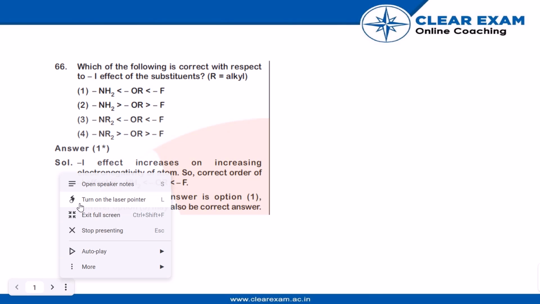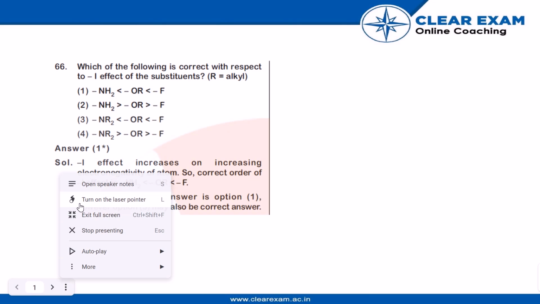Option 1: NH2, OR, F negative. NH2 is greater than OR, and OR is greater than F. Option 2: NH2 is smaller than OR, and OR is smaller than F. Option 3: NH2 is greater than OR, and OR is greater than F. So the solution is first, NH2 is smaller than OR and OR is smaller than F.